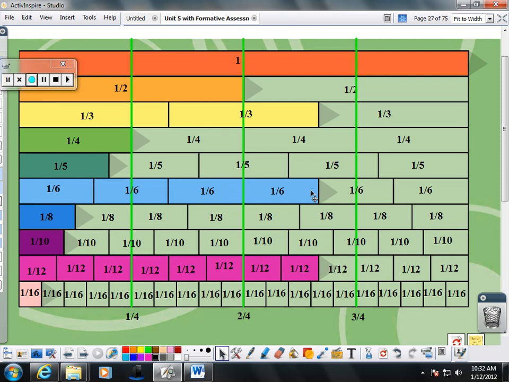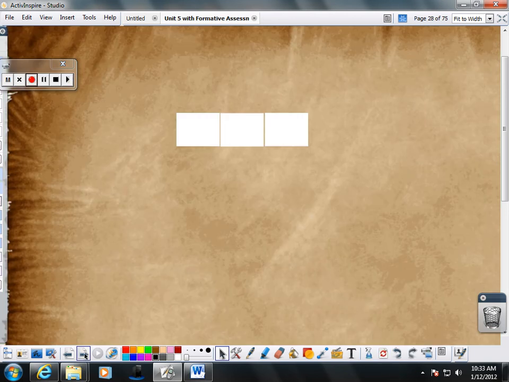I want to show you 2 other easy ways to demonstrate equivalent fractions. So this is going to be a very quick video, but I think you guys will be okay. So I have a board. On my board I have a rectangle that I've split already up into thirds. So here's 1/3, here's 1/3, and here's 1/3.